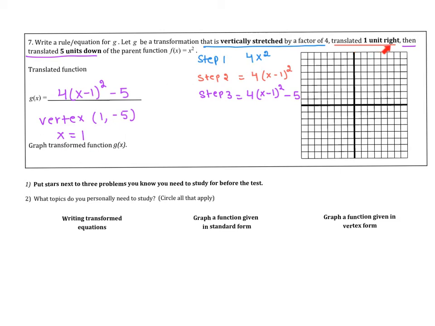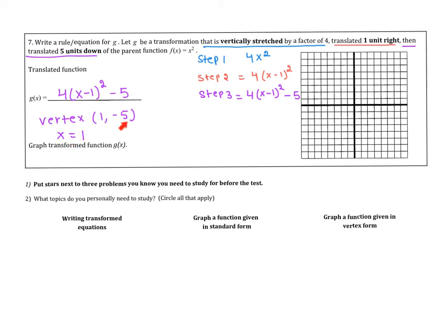Translated 1 unit right means you're going to have an h that is negative 1. Then the last step is going to be 5 units down. So you're going to subtract 5 at the end. Now we are going to graph this equation. So this is my final g(x) equation, transformed equation or translated function. The vertex is going to be 1 comma negative 5. Axis of symmetry is 1.